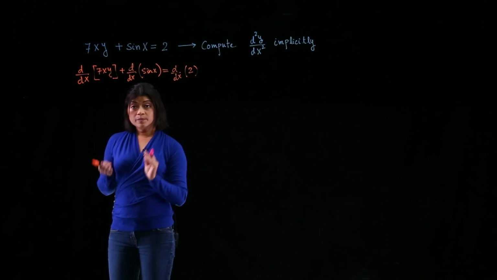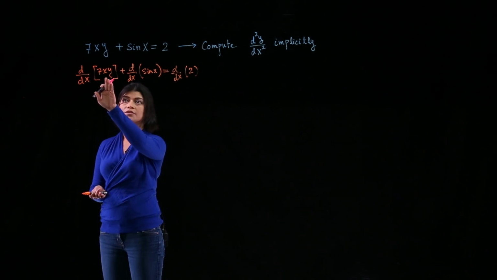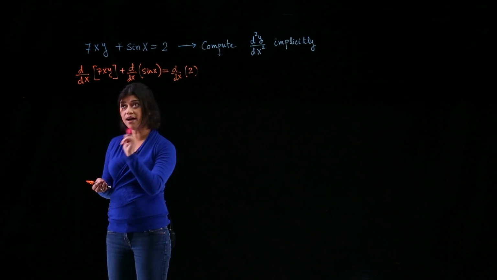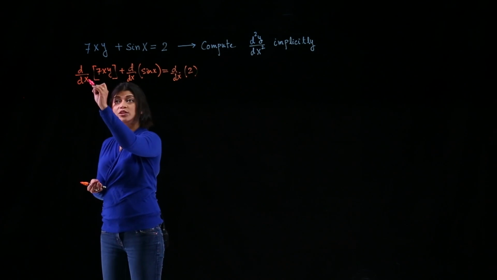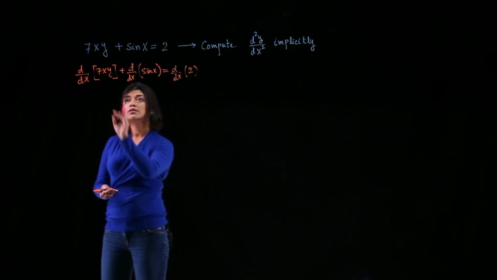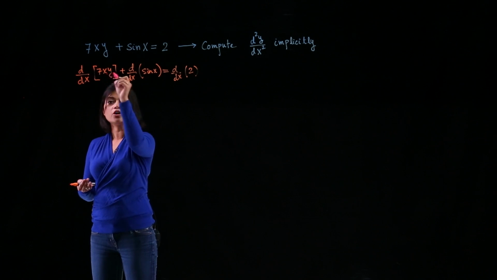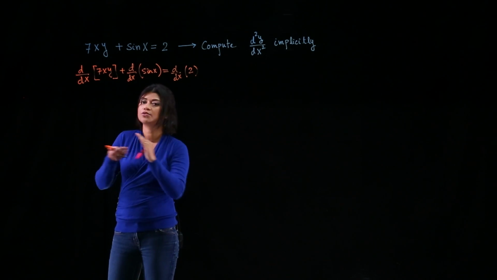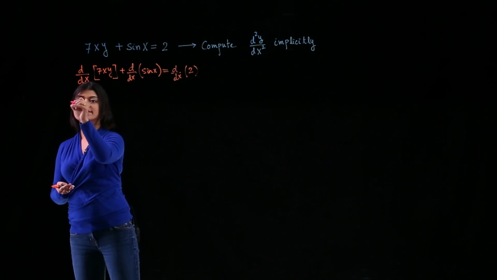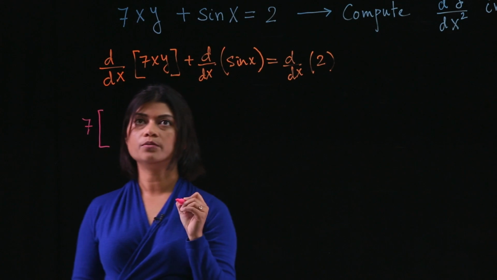Now, this is implicit differentiation. Notice that in the first term, we have a product of x and y. They're both variables, and we are taking the derivative with respect to x. So you have to be extra careful. Okay. So for the first term, of course, we're going to use product rule because it's a product of two functions. X is a function, y is another function. So first, take out the constant 7 and then apply product rule.